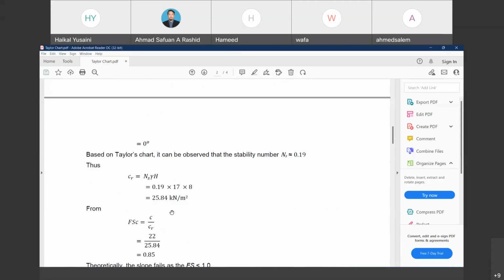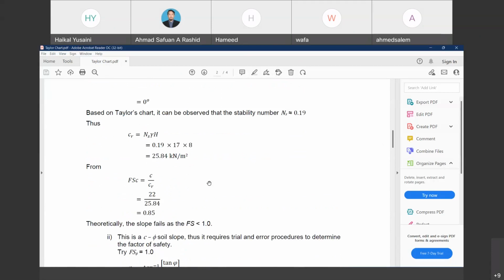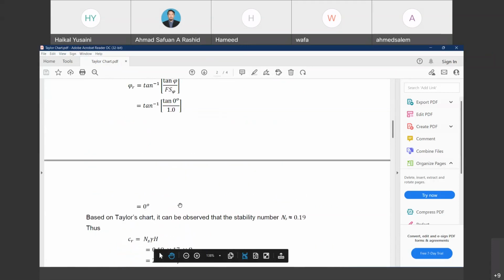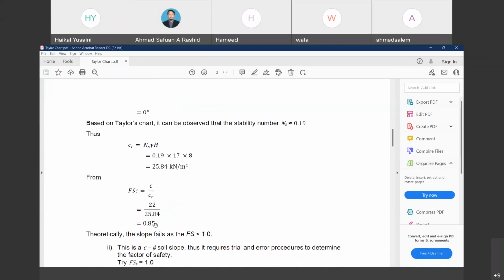Once we have obtained the CR, C over CR is equal to 0.85. Theoretically, the slope fails as the factor of safety is less than 1. Although we increase the phi value, the phi R becomes 0 as well. That's why we don't need to carry out the second and third attempt. At the end, the factor of safety is less than 1.